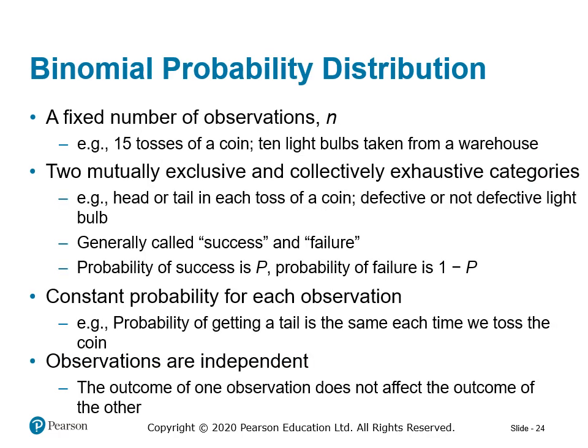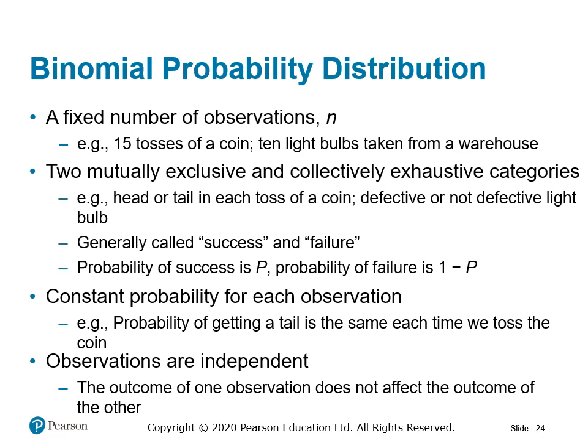Okay. So an example is a fixed number of observations, like 15 coin tosses. Or say we have 10 light bulbs taken from a warehouse. They either work or they don't. So right here, heads or tails in each toss of a coin, or the light bulbs can be defective or not defective. In general, we call this success or failure.